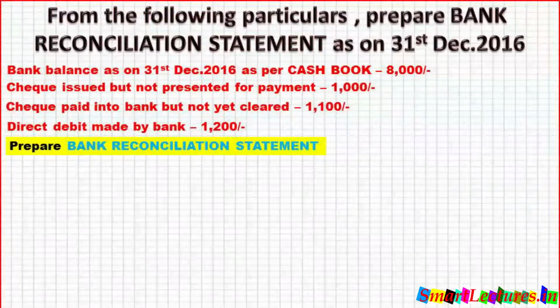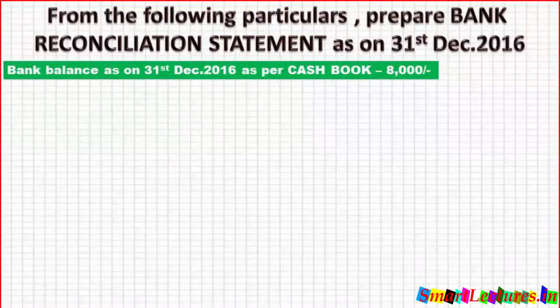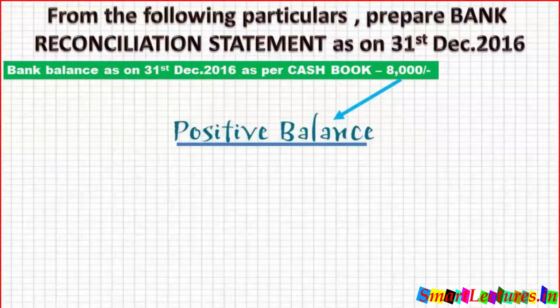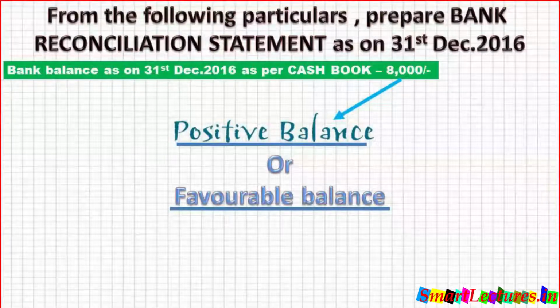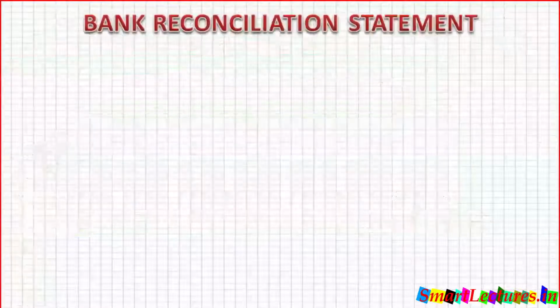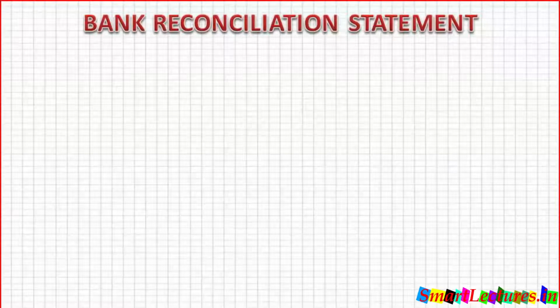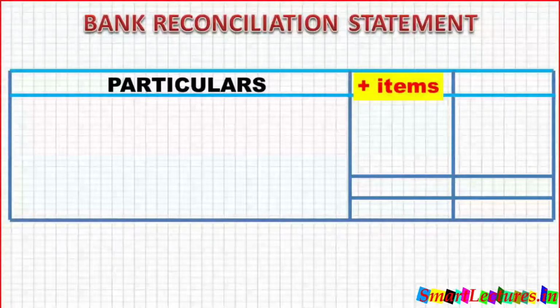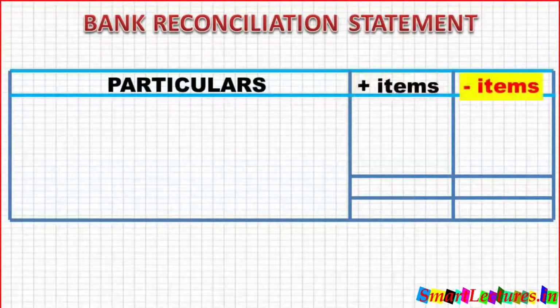It's clearly written bank balance as per cash book is 8,000. It means this is the positive balance, or you can say favorable balance. It means the firm has a deposit with the bank and the firm can withdraw this money at any time. I mean to say this 8,000 rupees is a positive balance or favorable balance. So let's make the format of bank reconciliation statement. The first column is particulars, then plus items, then minus items.